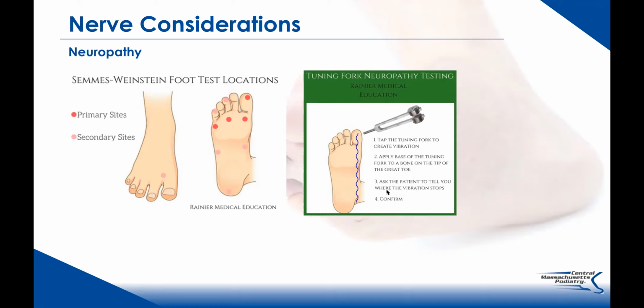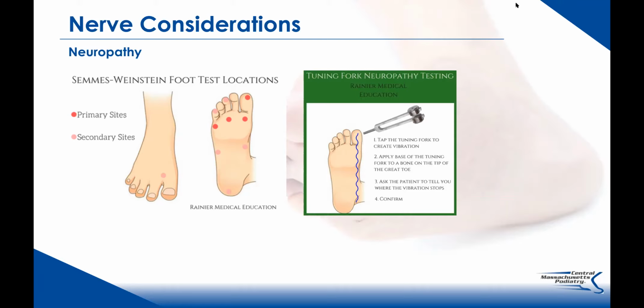And so this tends to diminish first. And then there's also this other one where they take what's called a Semmes-Weinstein. It's that little piece of plastic, and they touch that on primary sites, which are the big toe, first, third, and fifth metatarsal heads, and there's some other places. And these will determine if you have neuropathy.